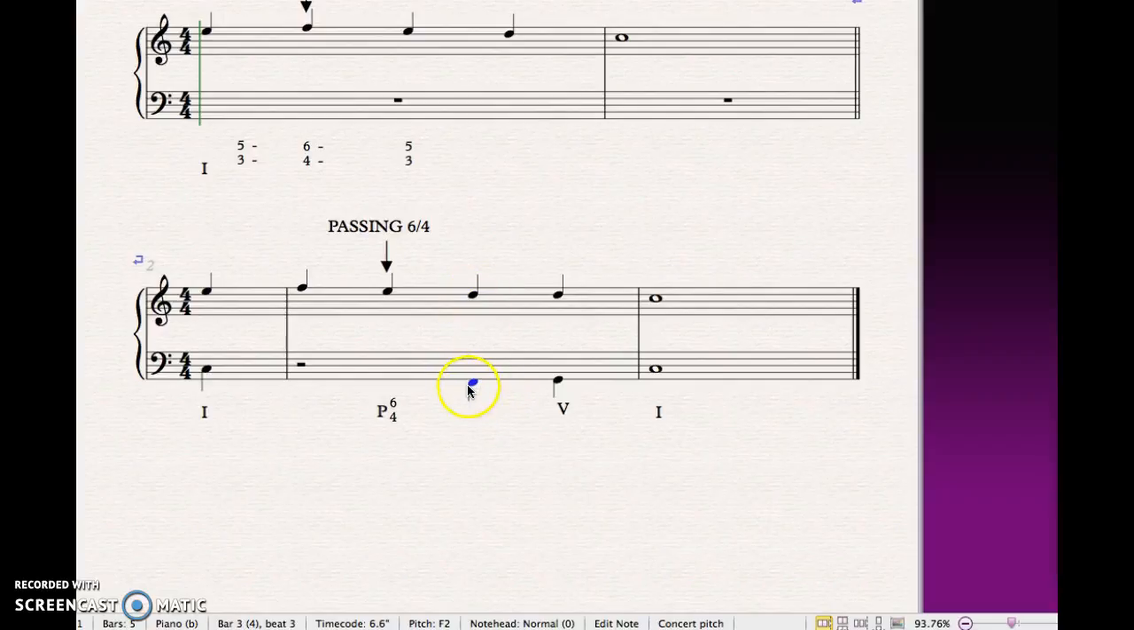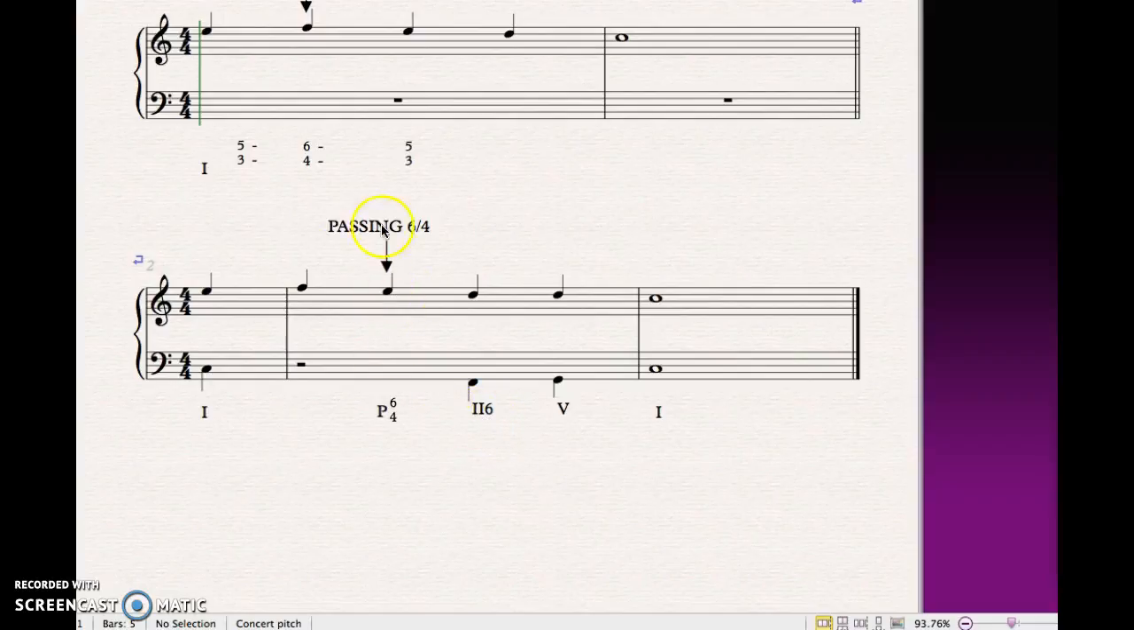So with re in the soprano and fa in the bass, the dominant prep chord is a 2/6 chord. So re, re, do, fa, sol, do should be familiar to you.